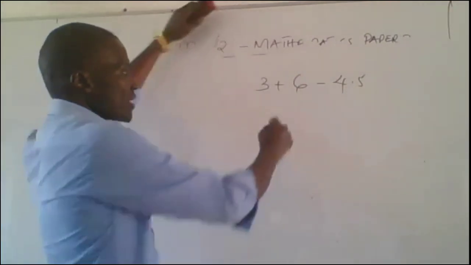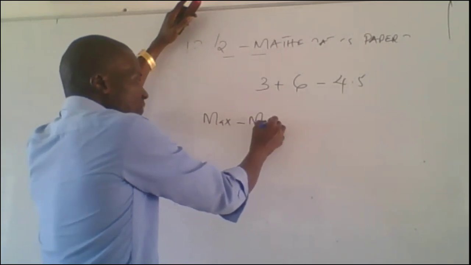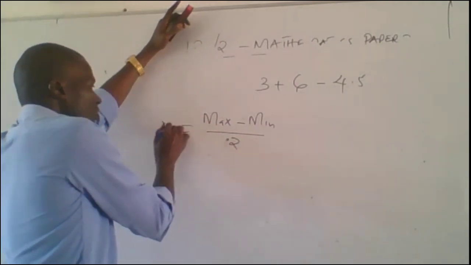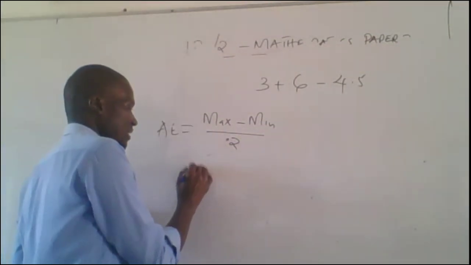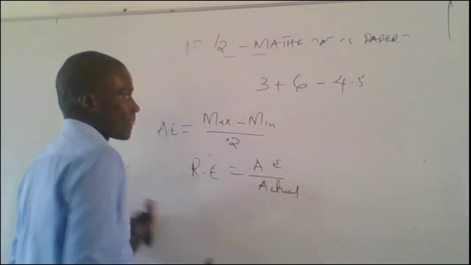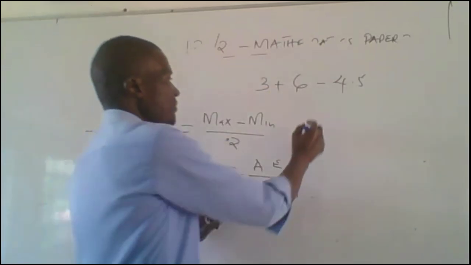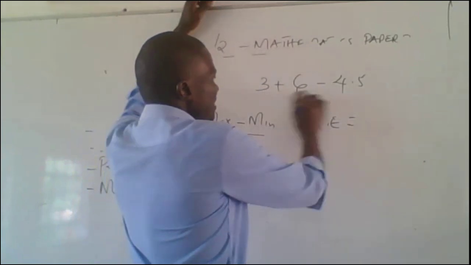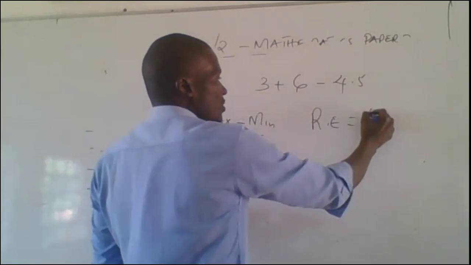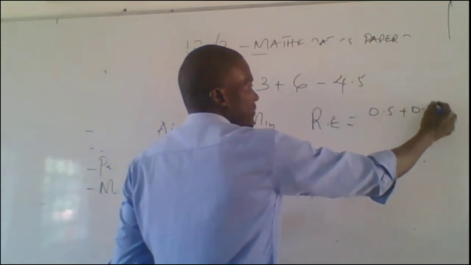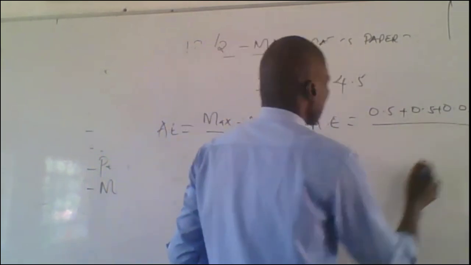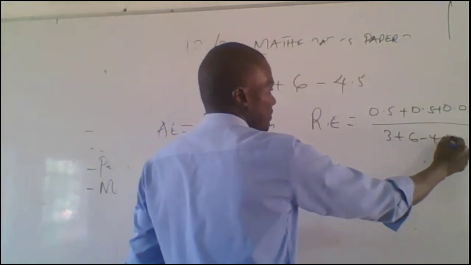The relative error in this we can get by working out the maximum value minus minimum value divided by 2 to give us the absolute error. Once we have the absolute error, we will now take relative error to be this absolute error divided by the actual value. But you see, if we have this, we can get the relative error directly by simply saying here, the relative error is equal to the sum of the absolute errors here, which will be the absolute error in 3 is 0.5, in 6 is 0.5 again, in 4.5 is 0.05. Then I divide by the actual thing here, which will be 3 plus 6 minus 4.5. That will give you the relative error.